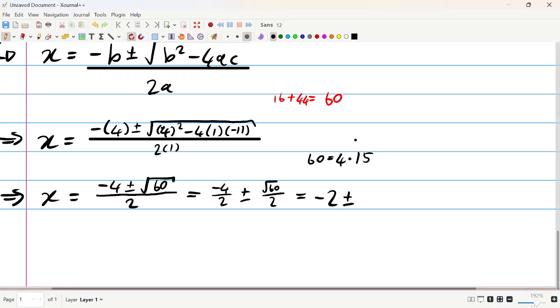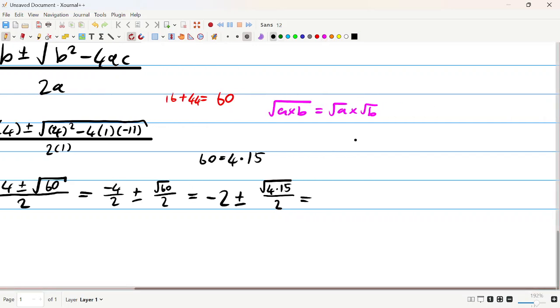So if we say the square root of 4 multiplied by 15, over 2, do you notice that if we use the rules of square roots, which tell us that the square root of a times b is the same as the square root of a multiplied by the square root of b, then we can say the following: it's going to be negative 2 plus or minus the square root of 4 multiplied by the square root of 15, over 2.